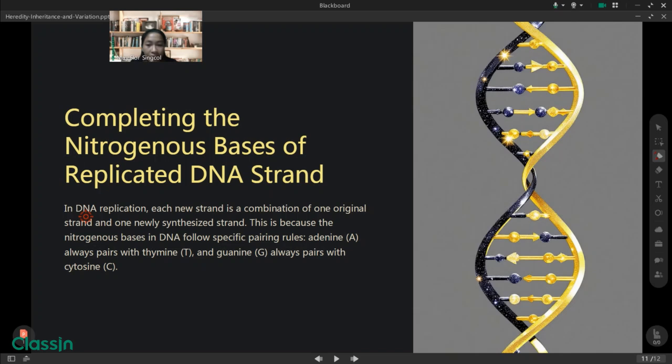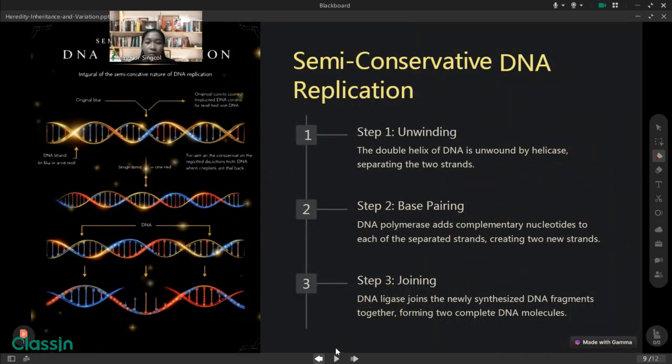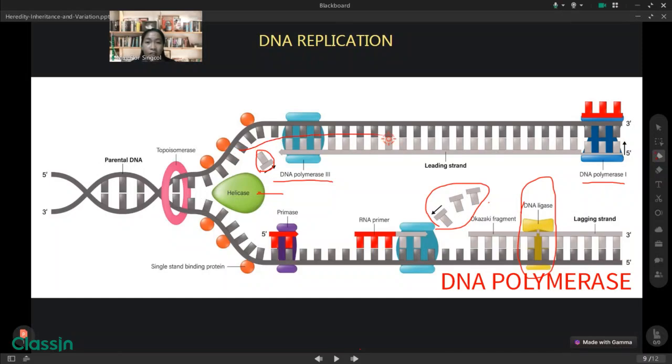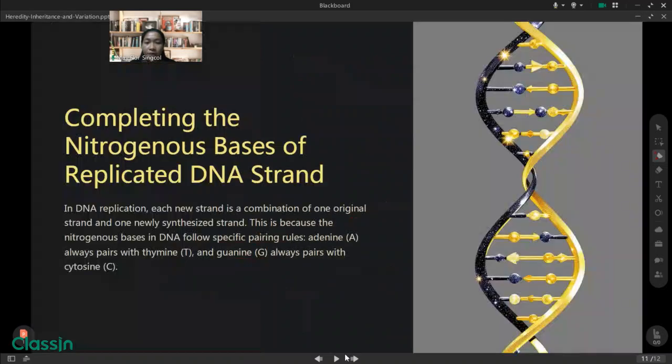So in DNA replication, each new strand is a combination of one original strand and one newly synthesized strand. So this one. Mo ni siya ang original, kaning naka-color black, and mo ni siya ang newly synthesized na DNA strand. Okay. So this is because the nitrogenous bases in DNA follow specific pairing rules. So again, adenine will always be paired with thymine, and guanine will always be paired with cytosine, and vice versa.